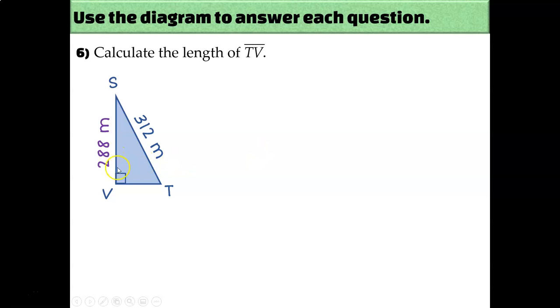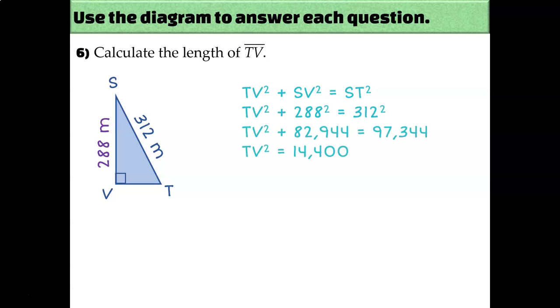Well, 288 is a leg, and TV, the missing side, is also a leg. 312 is the hypotenuse because it's across from the right angle. So the equation that I can write is that TV squared plus 288 squared equals 312 squared. And when I solve that out, I find out that TV equals 120 meters.